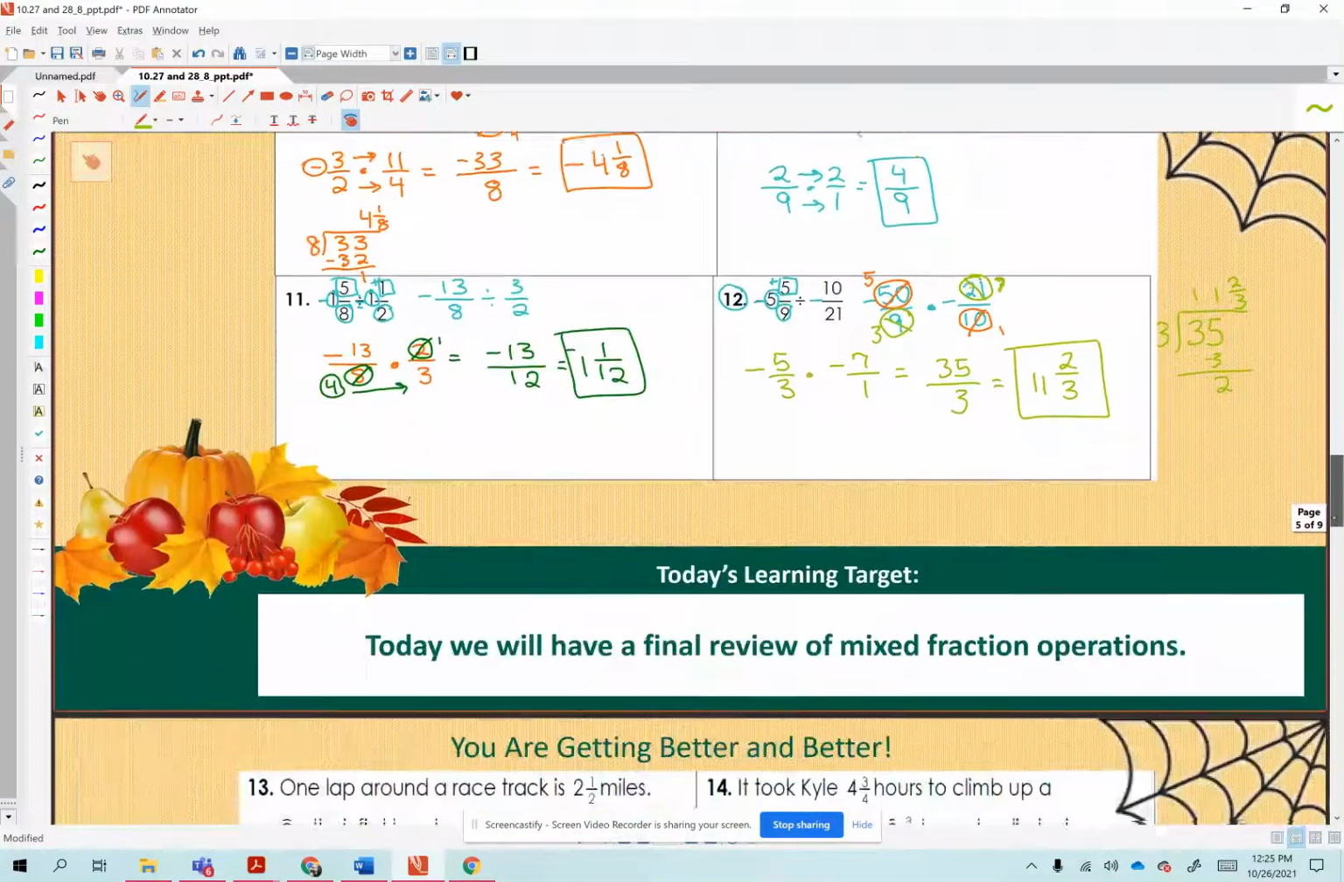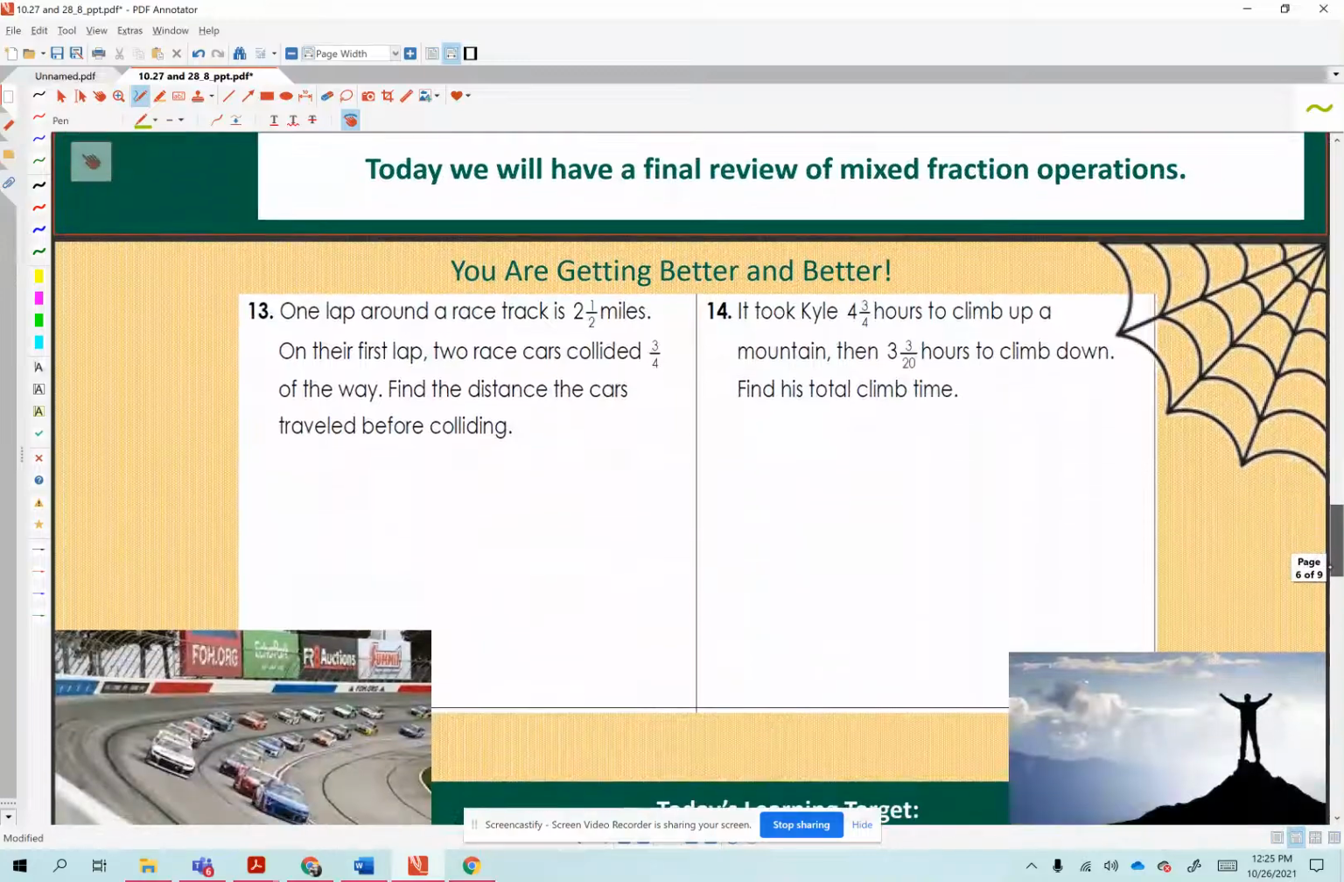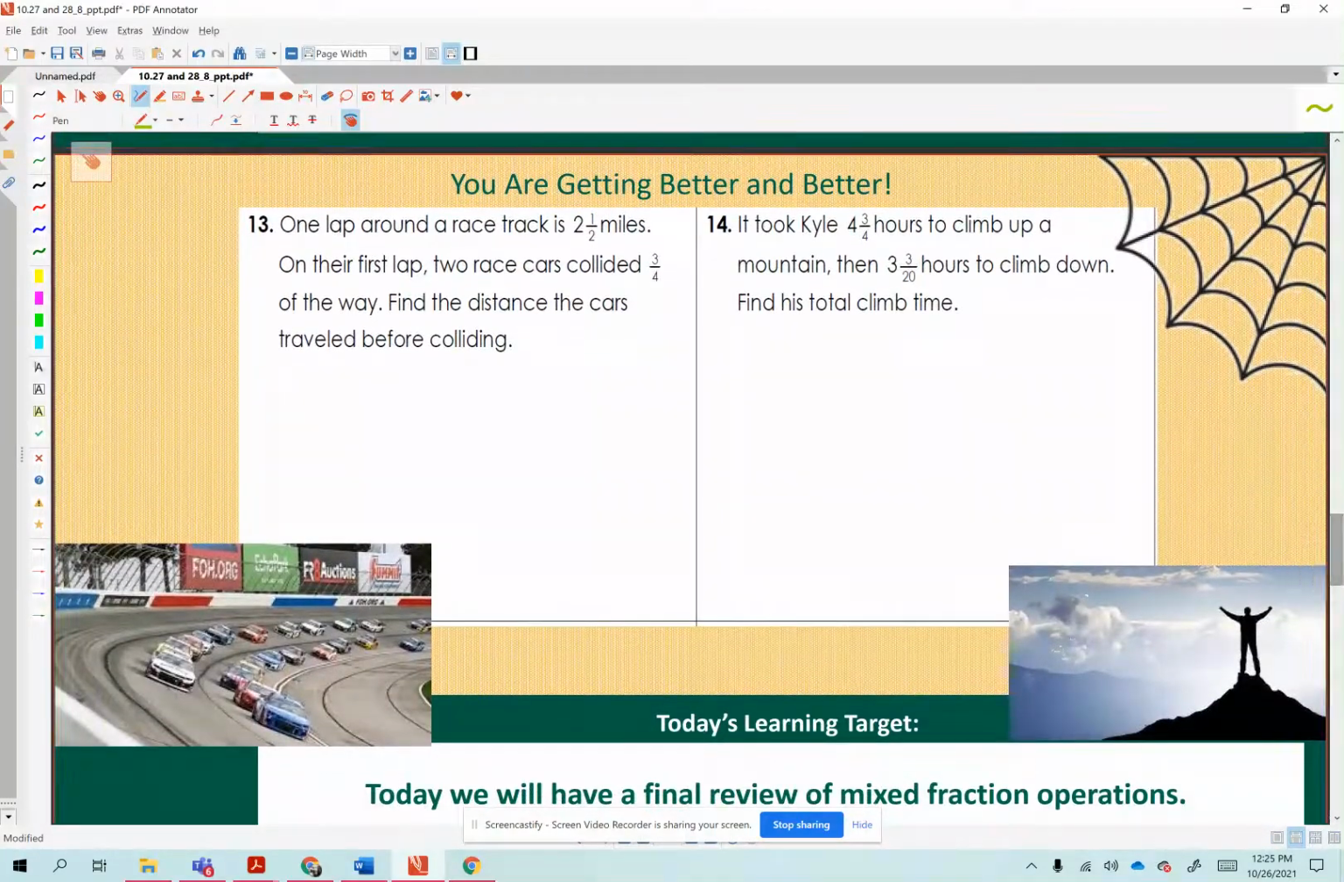So let's move on to some of these applications. So first we've got race car driving, and it looks like mountain climbing. So let's start with the race car driving. 1 lap around a racetrack is 2½ miles. On their first lap, 2 race cars collided 3/4 of the way. Find the distance the cars traveled before colliding.